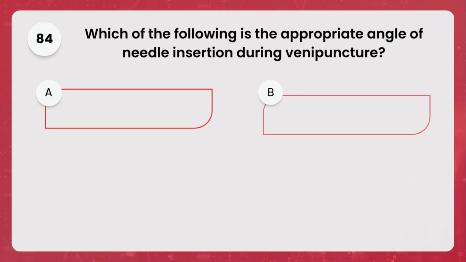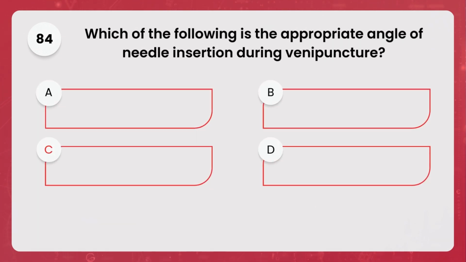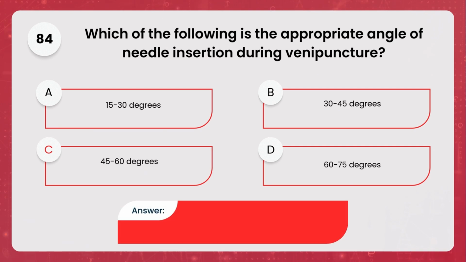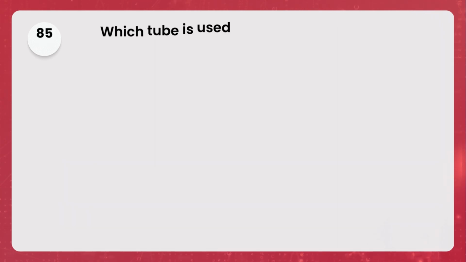Number 84. Which of the following is the appropriate angle of needle insertion during venipuncture? A. 15 to 30 degrees, B. 30 to 45 degrees, C. 45 to 60 degrees, or D. 60 to 75 degrees? The answer is A. 15 to 30 degrees.